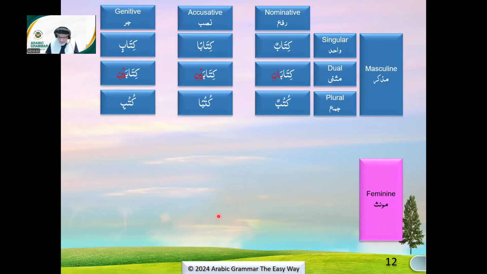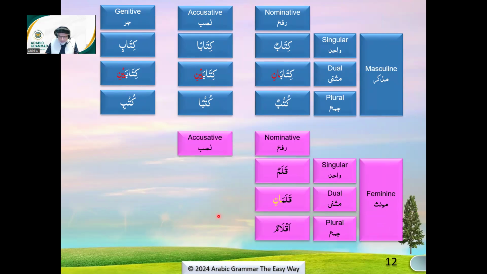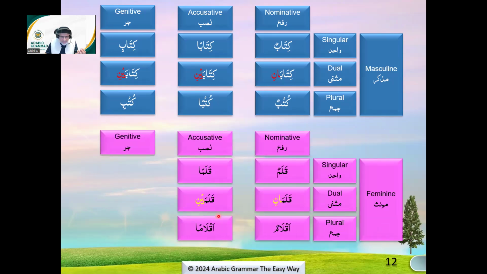If you have a Muannas noun, Wahid, Mutanna, and Jama, then we know that Rafa will be kalamun, right? Two will be kalamani, and the Mukassar will be aklamun. Nasab will be kalaman, kalamaini, aklaman. Jar will be kalamin, kalamaini, aklamin. So you got the examples of the broken plural.